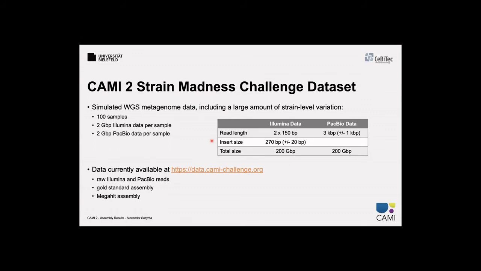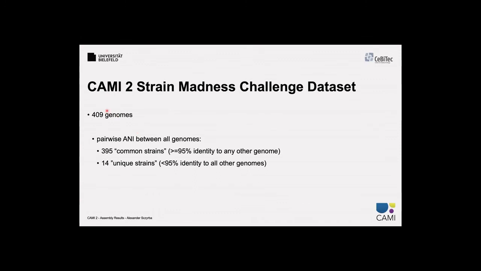I will just give you a very short overview of the strain madness challenge. In the strain madness challenge, we have very, very closely related strains. That's why it's called strain madness. We have 100 different samples with different profiles, and we generate 2 gigabases of data for Illumina and PacBio for each of these samples. There are 409 genomes in here, and as you see, there are only 14 unique strains, and most of them are actually more than 95% identical on the nucleotide level.